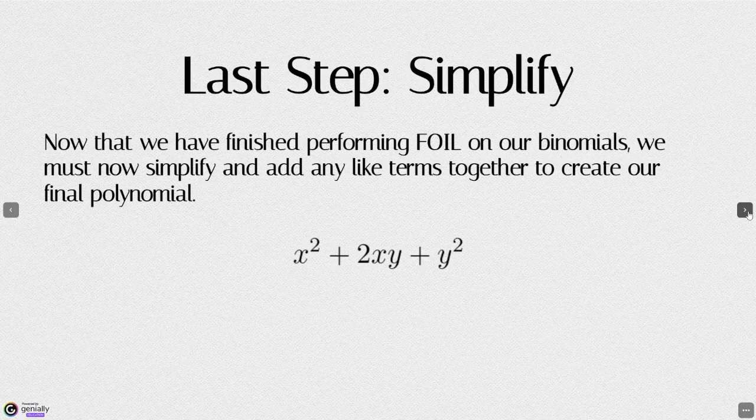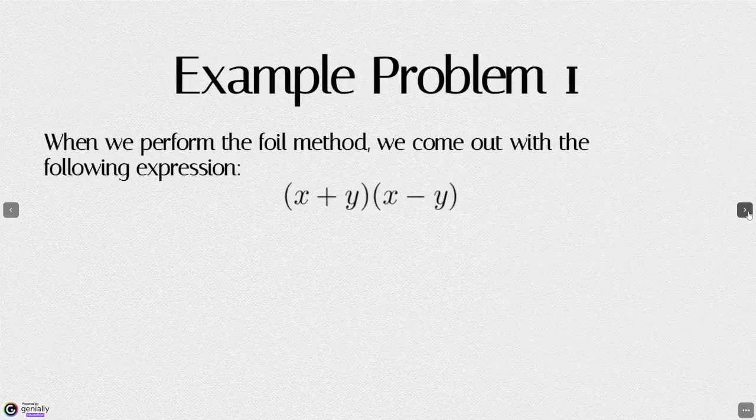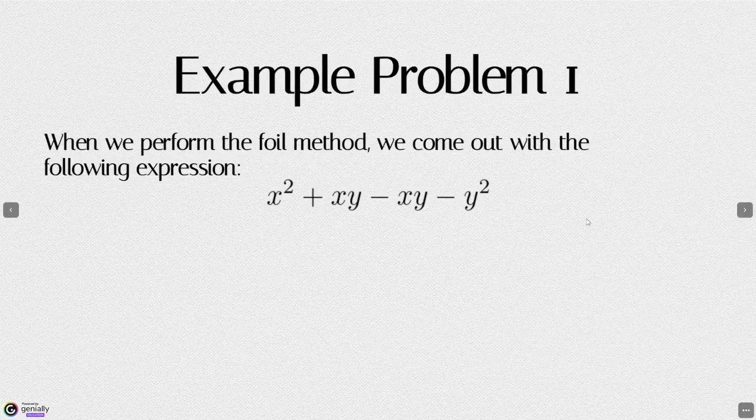Now that we've covered the specifics on how exactly we perform this operation, let's go ahead and go over a few example problems. For our first example problem, I will be showing you the perfect square binomial pattern. In this case, if you were ever given two binomials that are just put as x plus y and x minus y, it is a very simple pattern, but I'll show you the specifics behind it first.